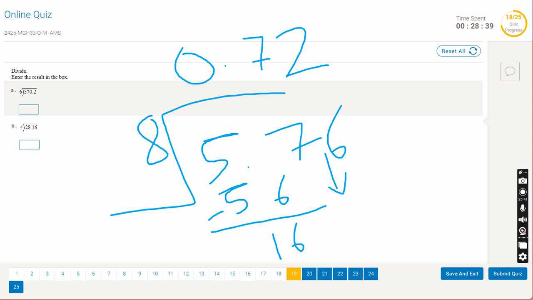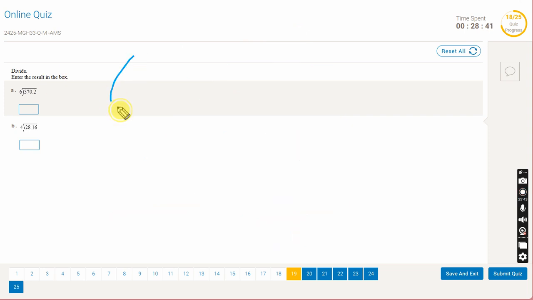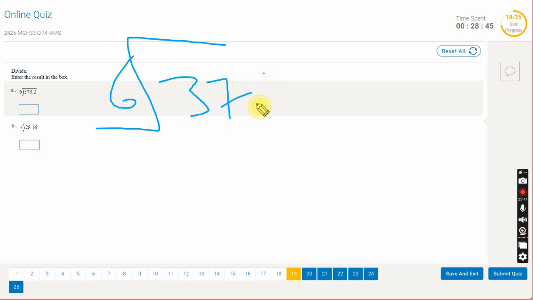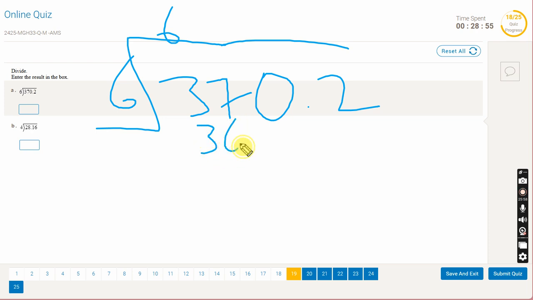easy it will be for you to do these questions. And here you're just going to divide 6 divided by 370. I'll just do the first one. The second one you can do by yourself for practice. So 6 times 6 is 36. So we're going to put 6 above, and then 36 at the bottom. You're going to subtract. You're going to get 1 and then 0 at the bottom.